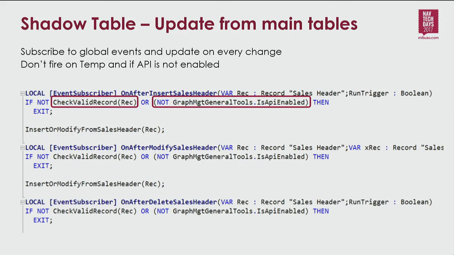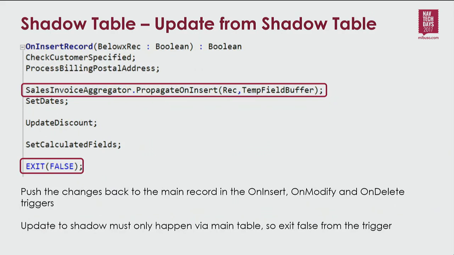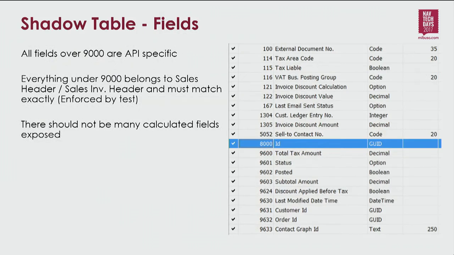The shadow table works with the global subscribers, so each time the change happens to the sales header or related records, we just duplicate it into a table that is in the NAV. When you're inserting a record from the API, we are propagating the insert to the main table, and we are exiting with false because we don't want to end up in the loops. We always force the main table to update the aggregate itself.